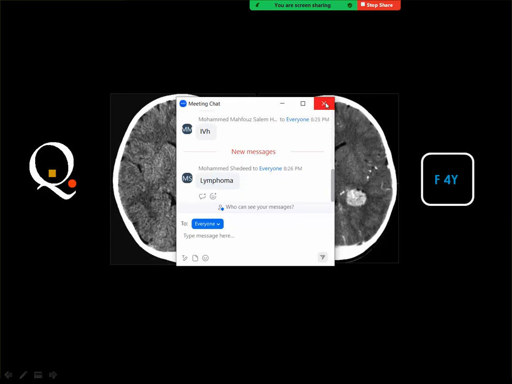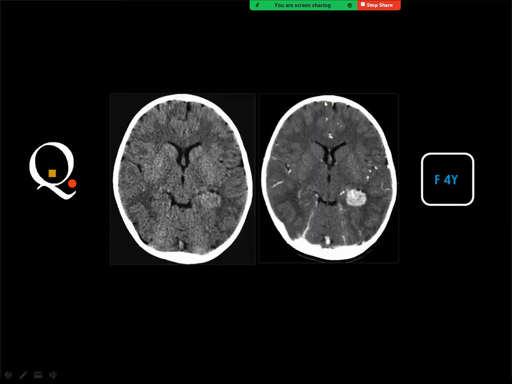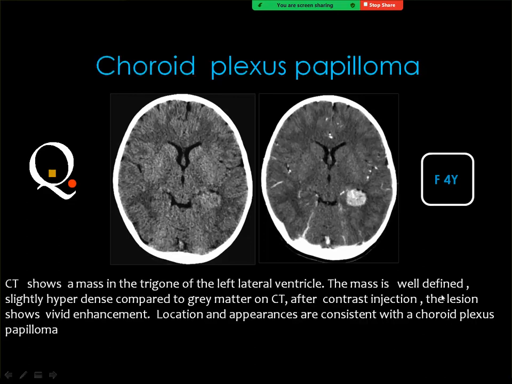The answer is not right. This is, of course, not a lymphoma. This is a tumor that is inside the occipital horn of the lateral ventricle, and in this pediatric age, the enhancement and the border of the lesion all are diagnostic of the choroid plexus papilloma.